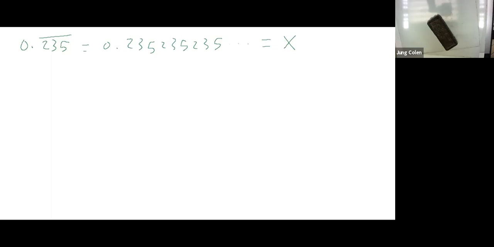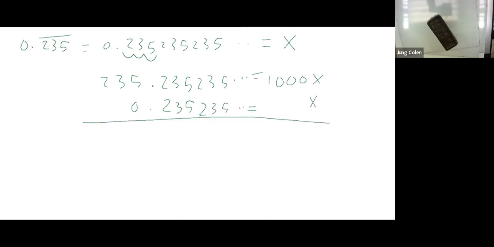Because 235 is repeating, you need to make sure that the repeated part is after the decimal point. So you're going to have 235 after the decimal point. In order to do that, you can multiply this by 1,000. So if you multiply this by 1,000, you have 235.235235235, and so on. Now we can subtract x from there because we have the same repeating decimals now.